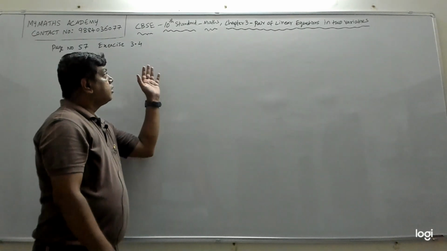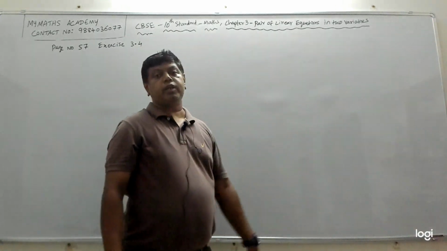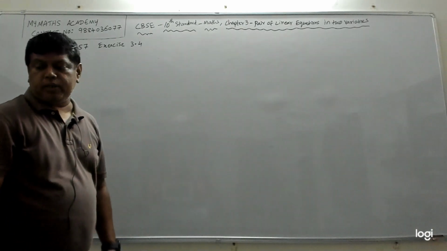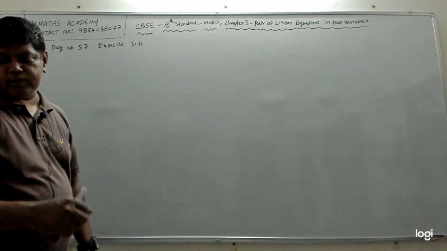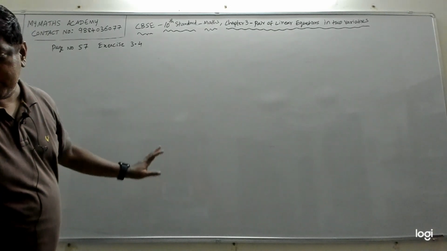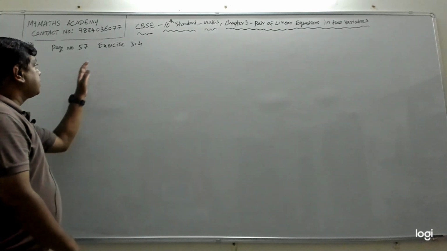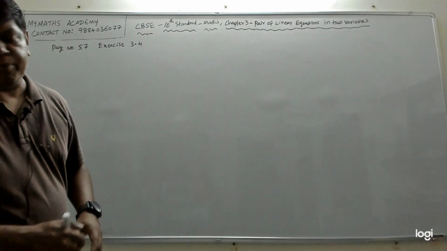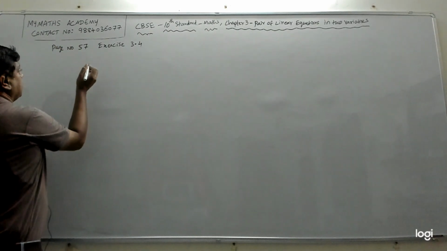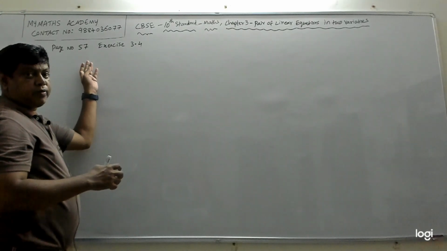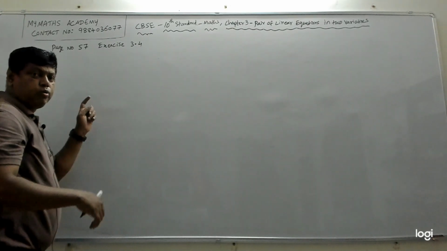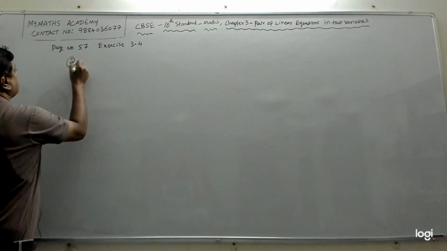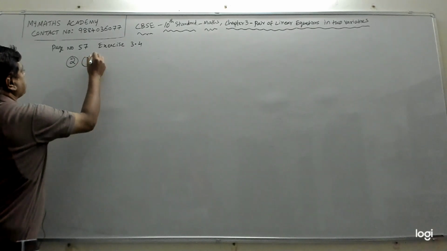In this video, we will continue with the chapter Pair of Linear Equations in Two Variables for 10th standard CBSE mathematics. We'll continue with Exercise 3.4 on page number 57 in your textbook. We are going to do the second problem, second subdivision. Till the last video, we saw the second problem, first subdivision. Now we'll do the second problem, second sub problem.